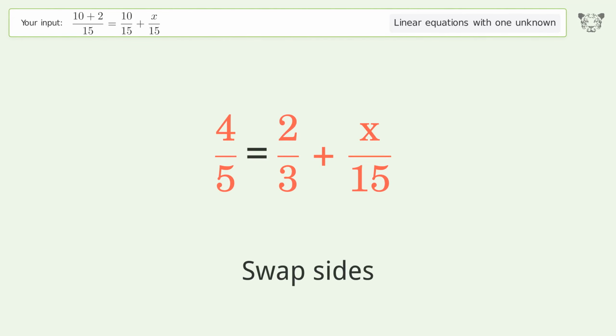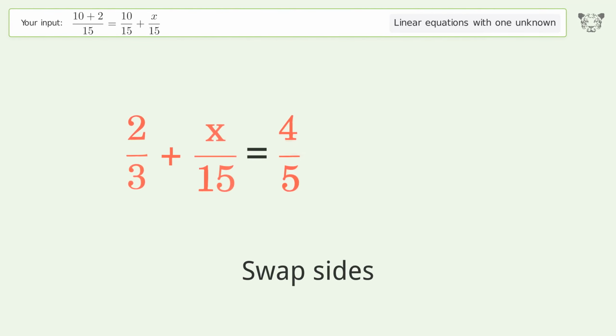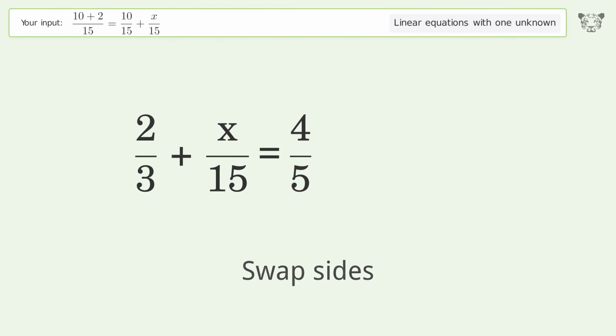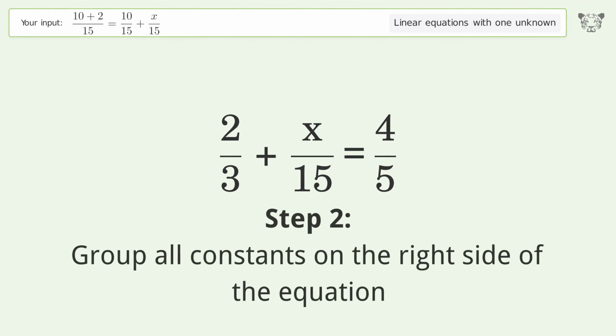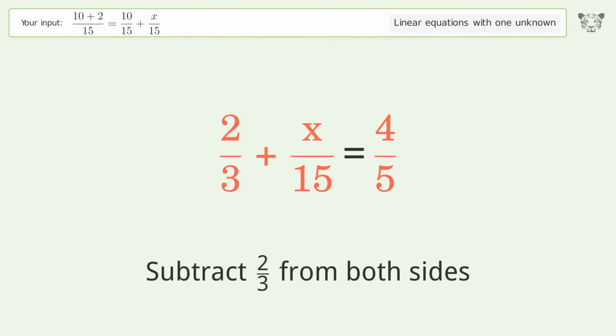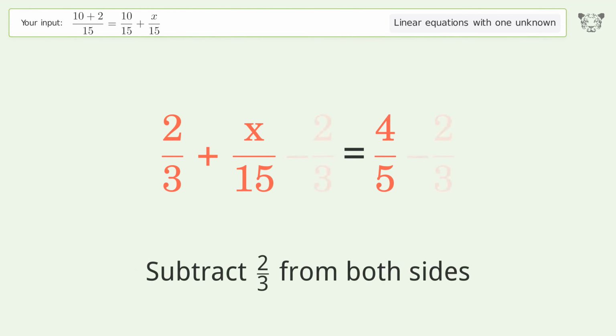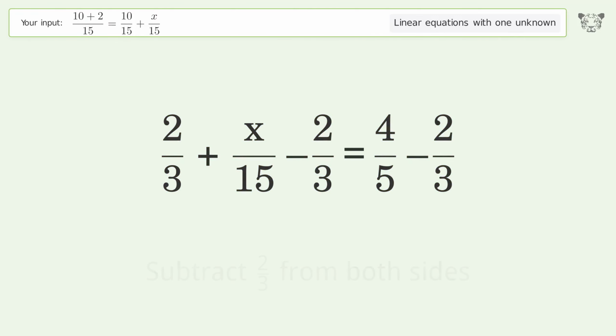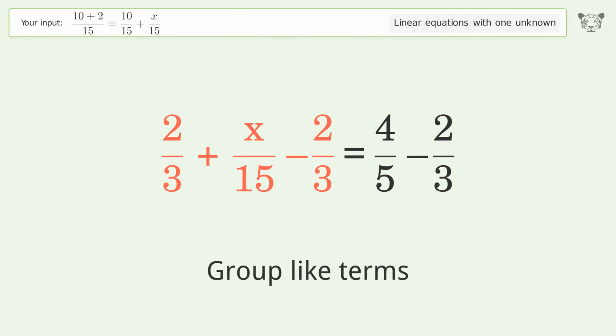Swap sides. Group all constants on the right side of the equation. Subtract 2 over 3 from both sides. Group like terms.